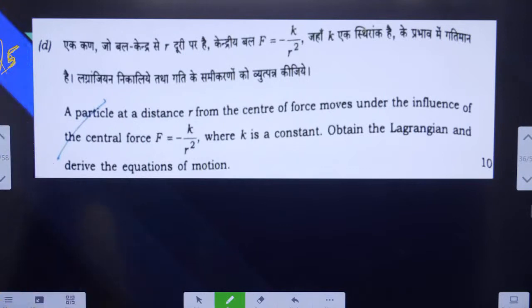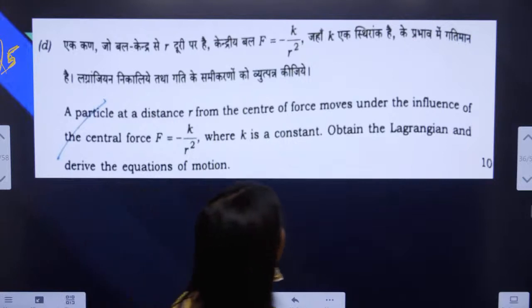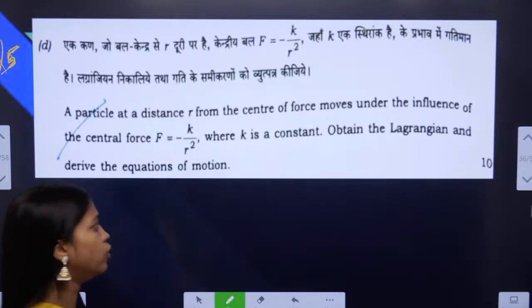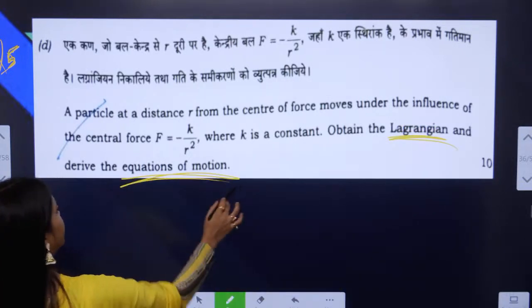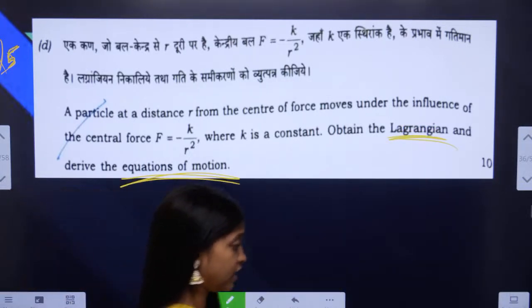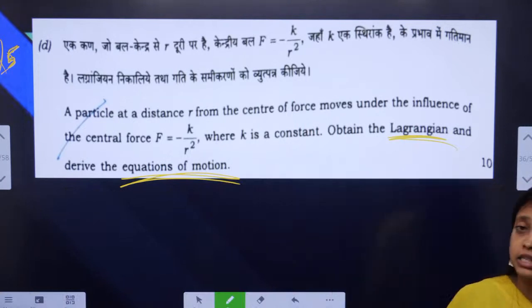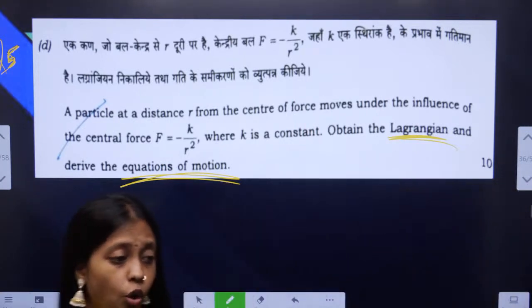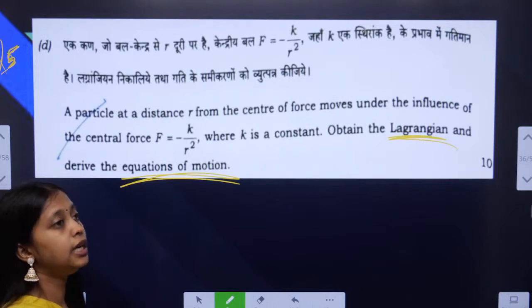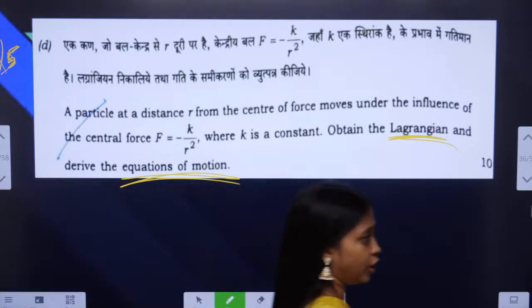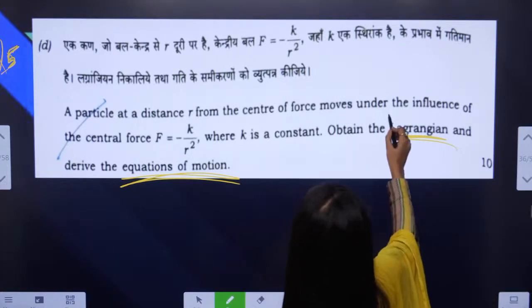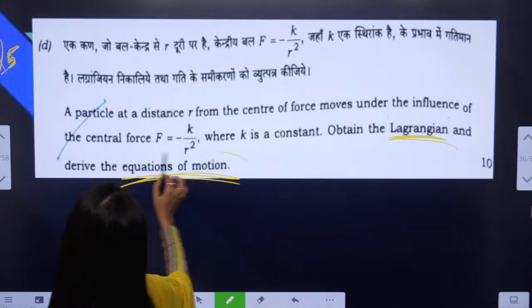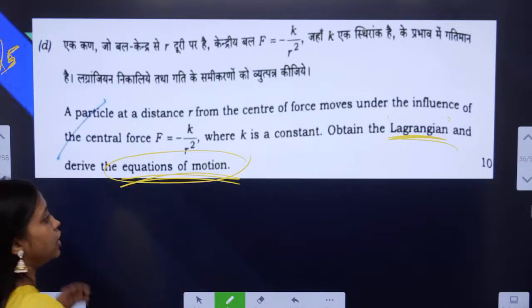Question is, a particle at a distance r from the center of force moves under the influence of the central force. How many times we have done the concept of Lagrange's and the equation of motion in the class. So that's again the direct question that has been asked. All you need to do is calculate the kinetic energy, calculate the potential energy, calculate your L. L means the Lagrangian, then use that to find the equation of motion.